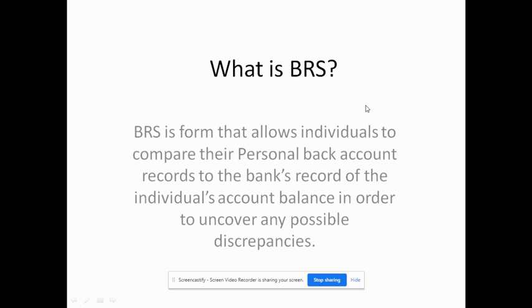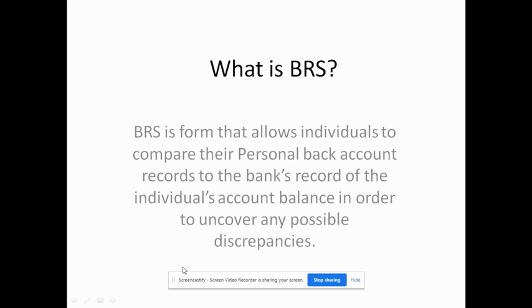So the individual's personal bank account and the bank's records of the individual's account are compared to uncover any discrepancies. So if there are any transactions like interest charged by the bank, in that case the entry will be in the bank, but not in our passbook, like in our personal book. So we need to record that transaction.